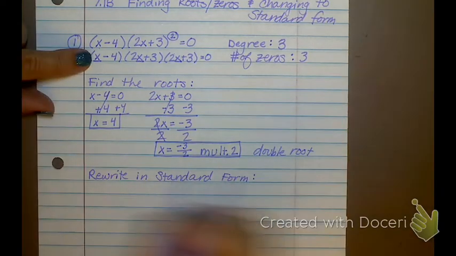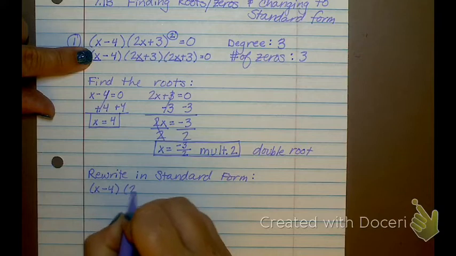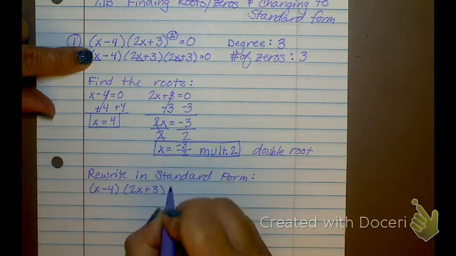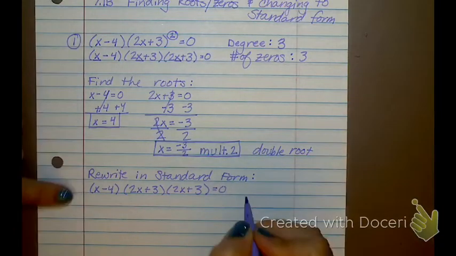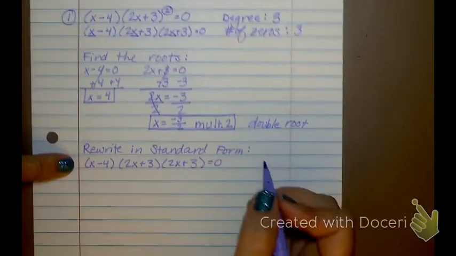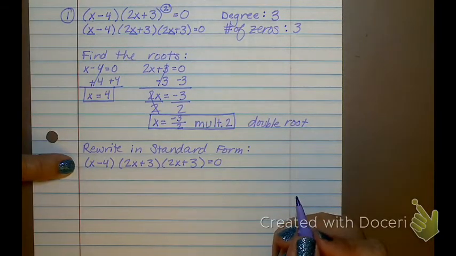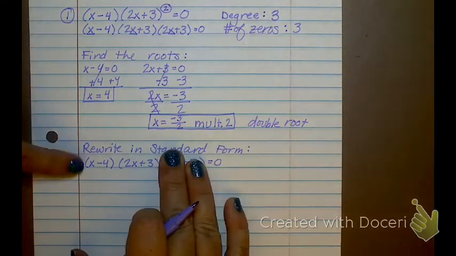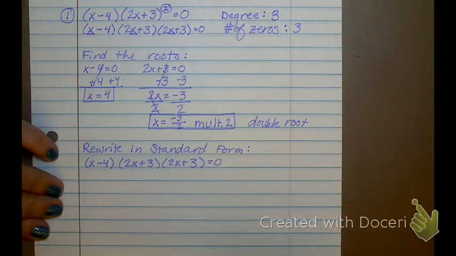So if I start here, where I have my x minus 4, 2x plus 3, 2x plus 3 equals 0, rewriting this in standard form involves what? Multiplying. Now, how do you multiply 3 parentheses? Well, you can't multiply 3 things at once. You can only ever multiply 2 things at once. So we're going to start off multiplying these 2, and then we'll take that answer and multiply it by that 3rd parentheses.